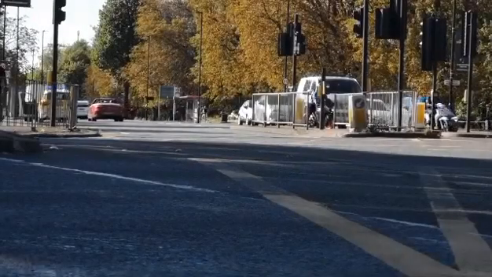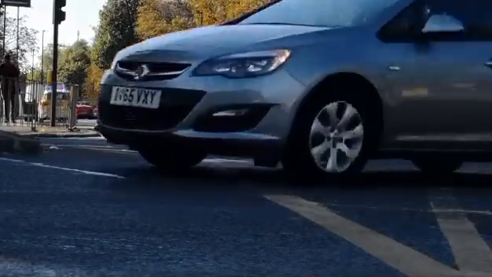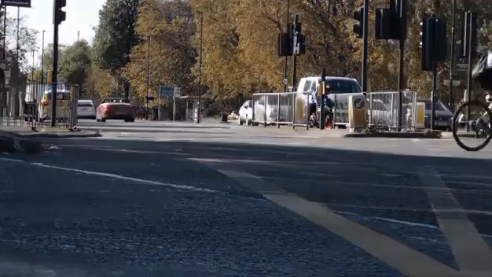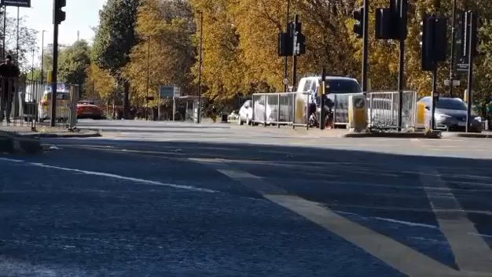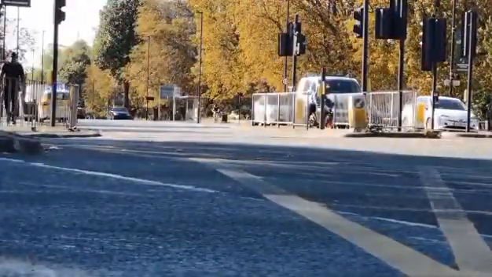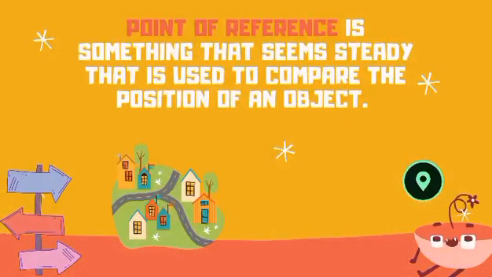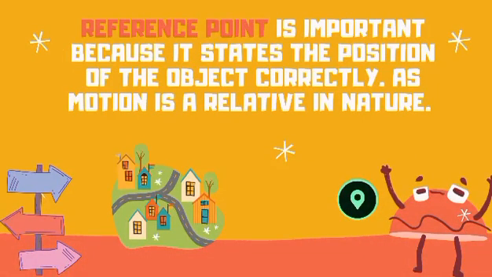In describing motion, you are comparing it with some frame of reference. We define a frame of reference or point of reference as something that is used to judge or understand something else. The direction of an object's motion can be described with a reference direction, such as north, south, east, west, up, or down. Point of reference is something that seems steady that is used to compare the position of an object. Point of reference is important because it states the position of the object correctly.